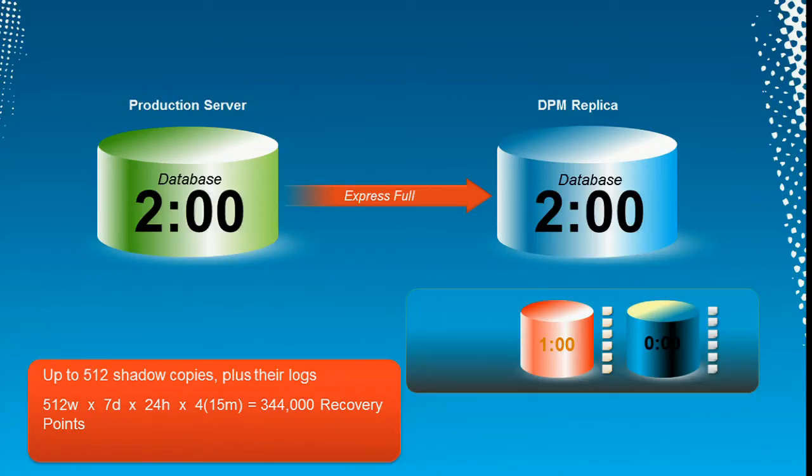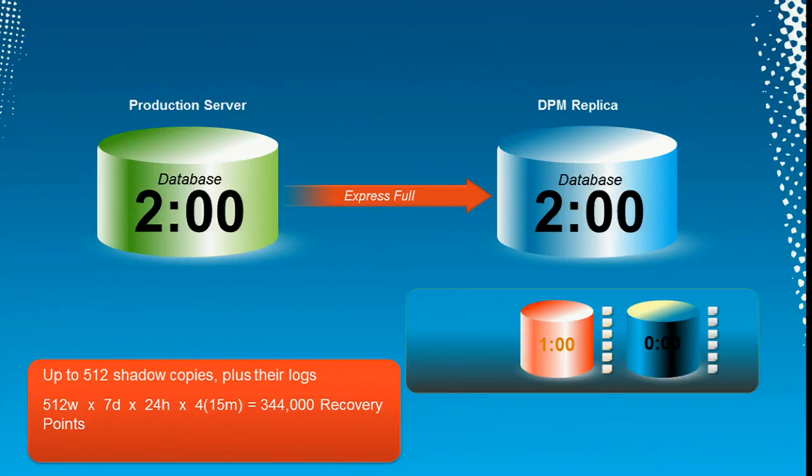Okay. Now let's do some maths here. And I'm very bad at maths, but that's why I wrote it on the slide. You can have up to 512 shadow copies. That's the limitation. Plus all the log files. And if you look at marketing, Microsoft and stuff, I'm not saying you should do that, you should at least take 1 express full every week.